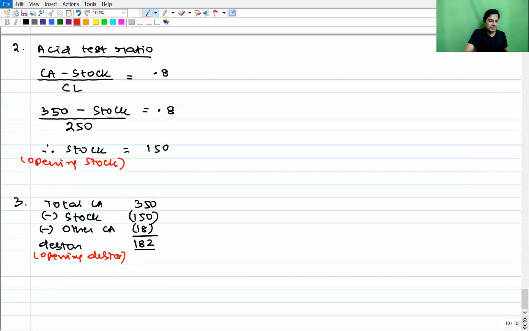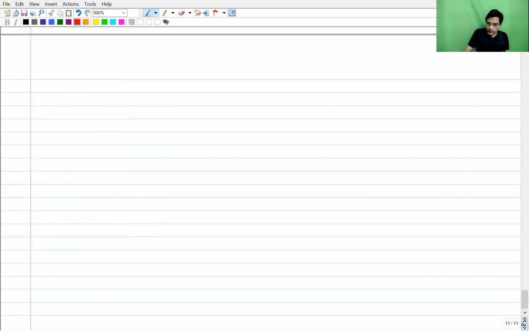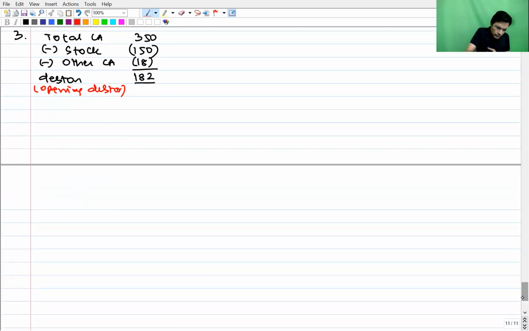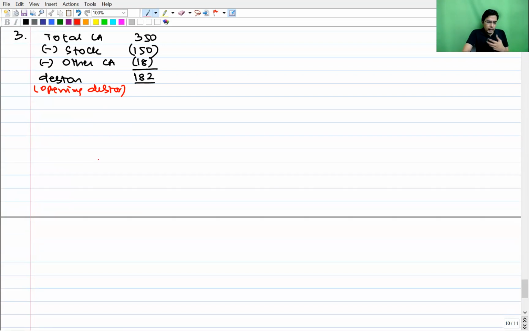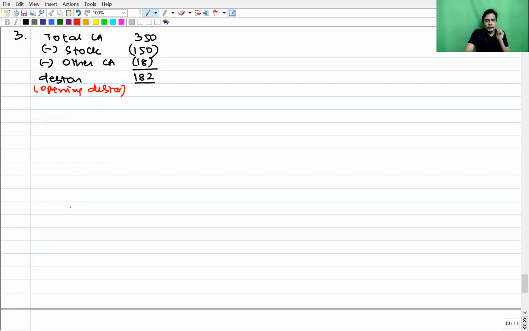Now we need to find out opening creditor. So opening stock determined, opening debtor determined. Now we will find opening creditor. But why we are finding? Because the question has asked us to prepare the cash flow statement by direct method, and in direct method we need the cash collected from debtors, cash paid to creditors, which will come as a balance figure from debtor and creditor account. To prepare debtor and creditor account, we need the opening and closing balances. So we are doing all these stuffs.